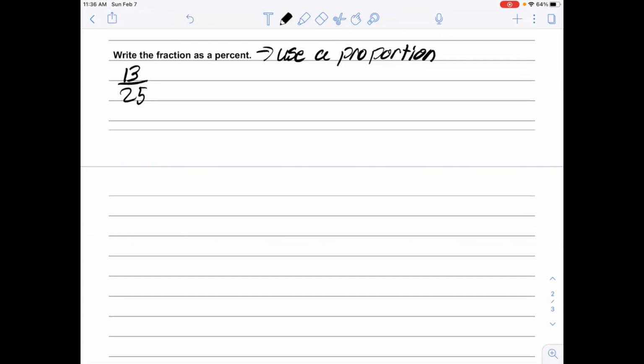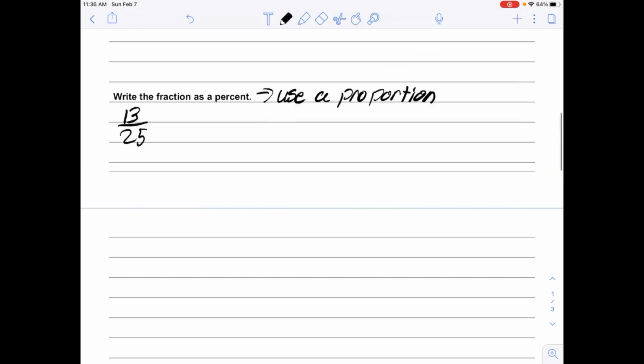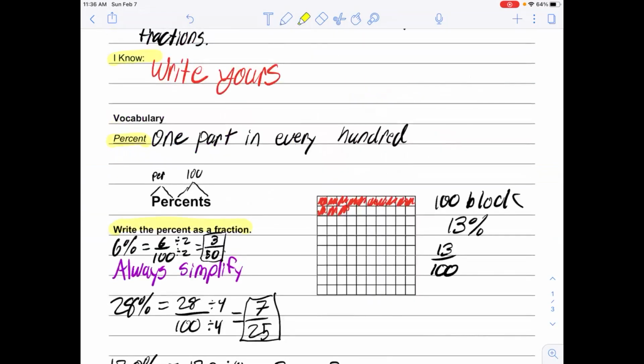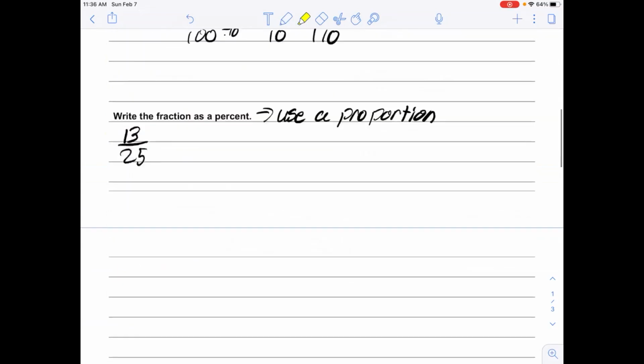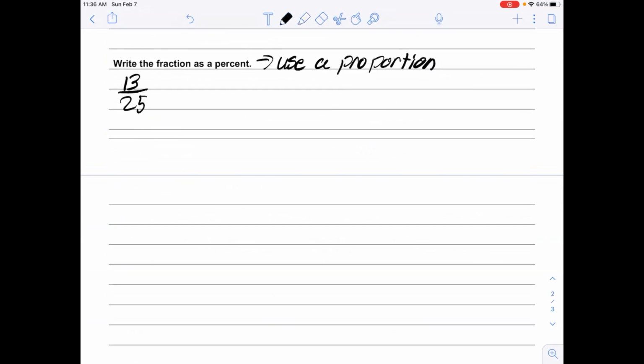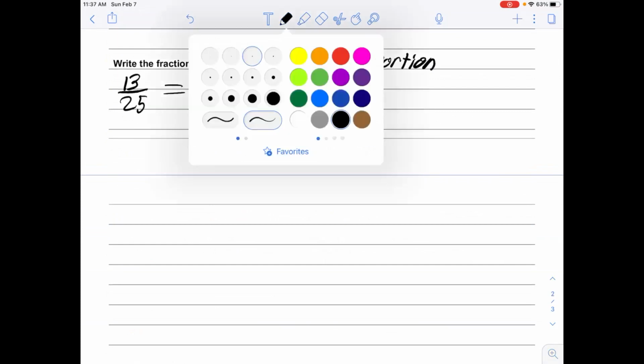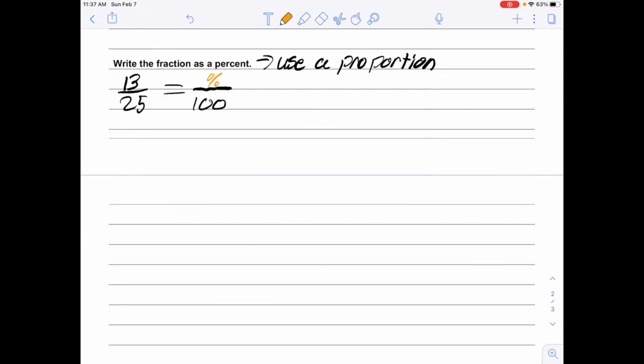So 13 over 25, well, I know that percent means per 100. So to turn a fraction into a percent, I need to know what 13 over 25 would be out of 100. So 100 is going to go on the bottom, and then whatever goes on the top, that's going to be my percent. So I can just go solve this now, and I'll rewrite it over here. 13 over 25 equals something out of 100.